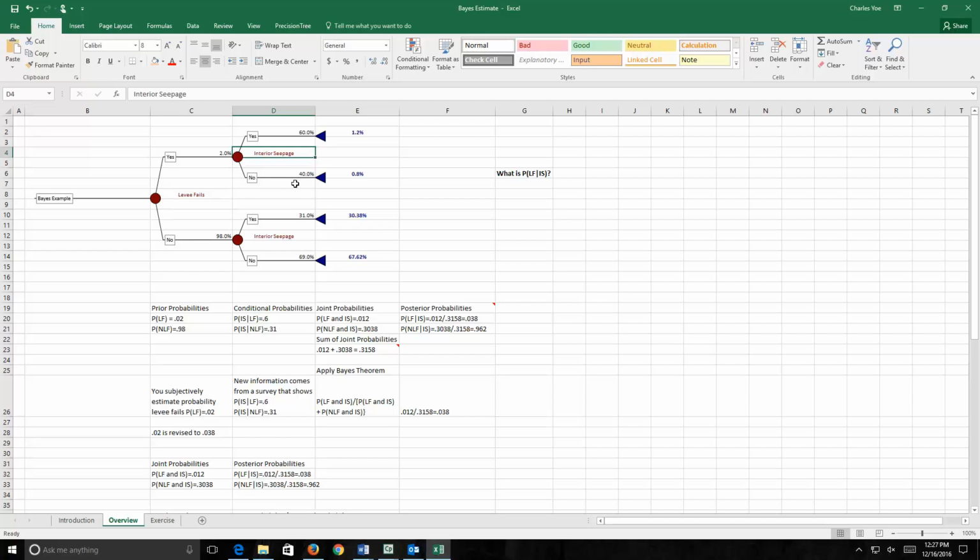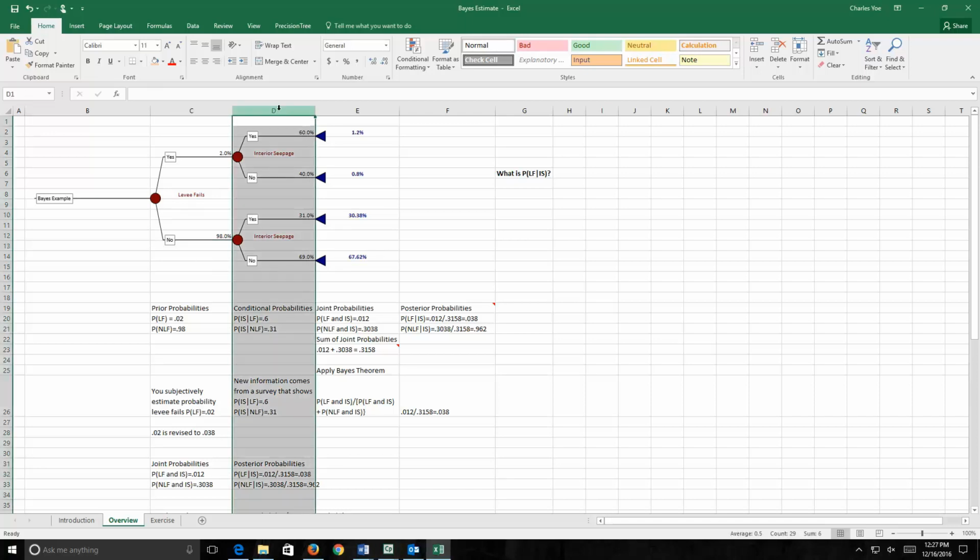So here's what our event tree is saying. It begins with the question of whether the levee fails or not. Yes, 2% of the time. No, 98% of the time. These initial probabilities, we'll consider them subjectively estimated probabilities. That's your prior information, the information that you begin with.